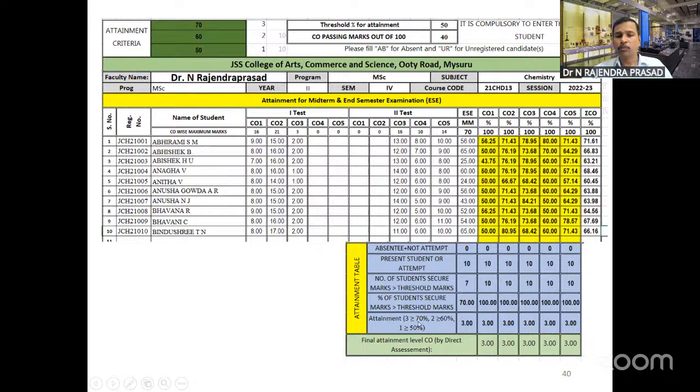Then you use the rubric now. What is the rubric? If it is above 70, the rubric is 3. 100 means it is above 70, so the rubric is 3. For 60 to 70, the rubric should be 2. Here, no percentage of students attained CO1 below 70. Therefore, the rubric stands at 3. All are at 3. So, by direct assessment, the attainment level for CO1 is 3, for CO3 is 3, and for all of CO1, CO2, CO3, CO4, CO5, the attainment stands at 3.